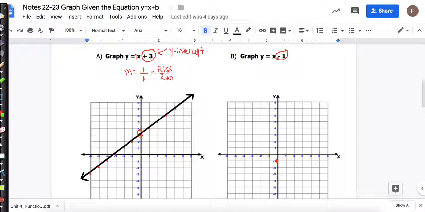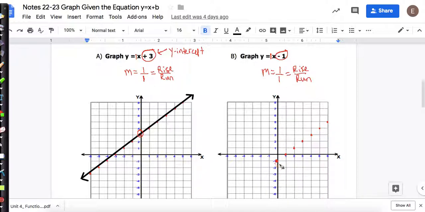And the slope, there's no number in front of the x, so the slope is 1. So we're going to write the slope is 1 over 1, and we're going to write rise over run. So we're going to rise 1, run 1 from -1. So up 1 over 1, up +1 over +1, and keep going up +1 over +1.